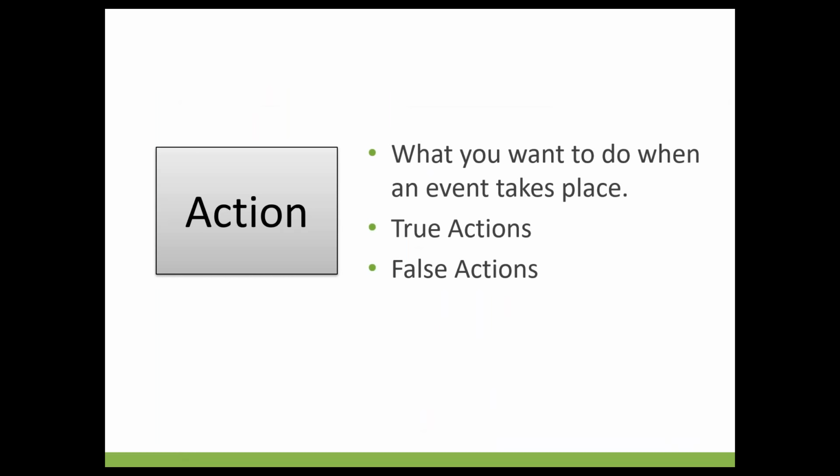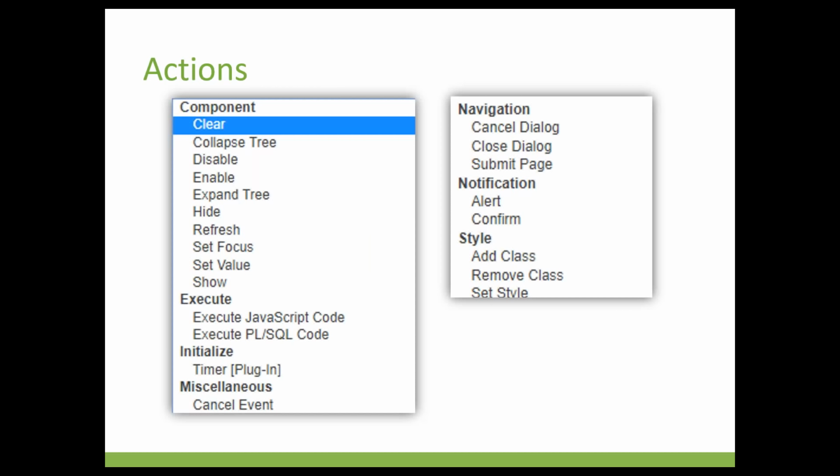The action portion of a dynamic action is what action do you want to take. These can be true actions or false actions, which are determined by that optional client-side condition. Depending on how it evaluated would determine which set of actions, true or false, the dynamic action will take. Some common examples of actions would be to enable or disable something on a page, hide or show an item or region on a page, setting a value, submitting the page itself, alerting or confirming something with the user, adding or removing CSS to the page, refreshing, or executing JavaScript or even PL/SQL code.